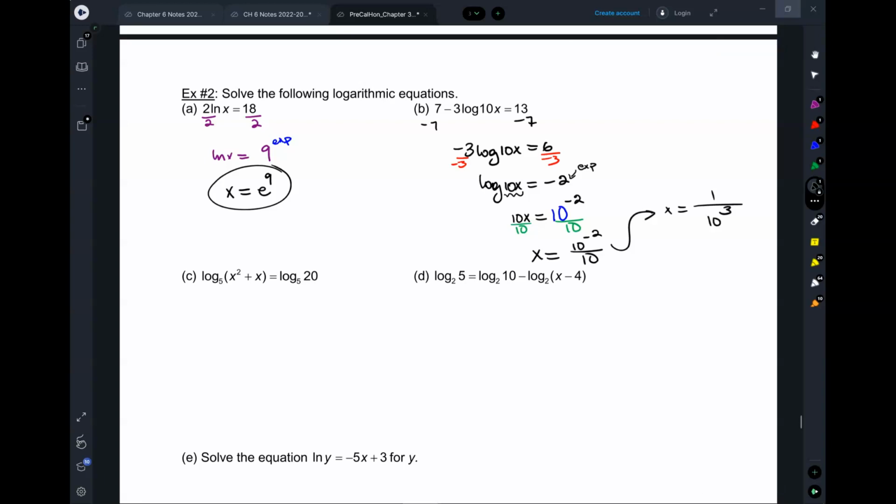Now, more often than not, students will say, okay, this has a base of 10, log 10, 10 cancels. No, because this here isn't just a 10. It's 10 times x. So it's a more complicated term. So you cannot cancel a 10 from the base anymore. Okay? All right, let's move on.